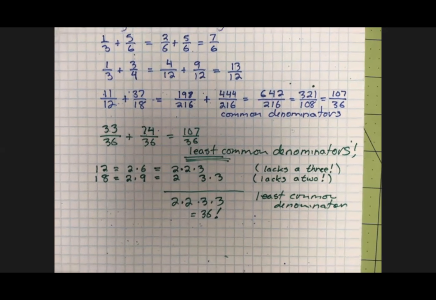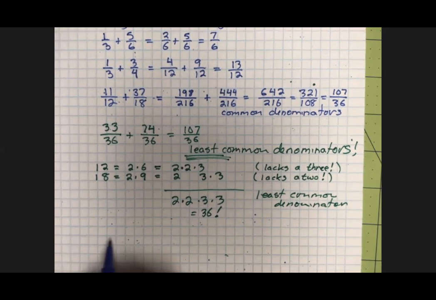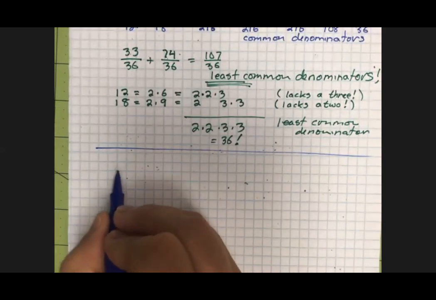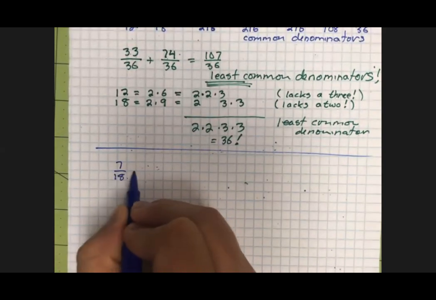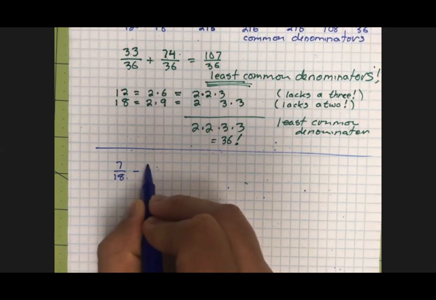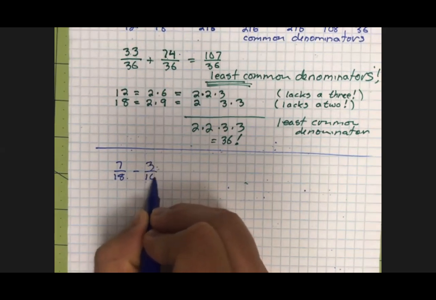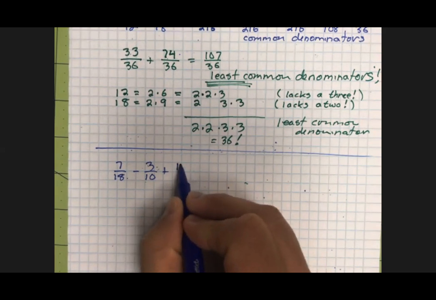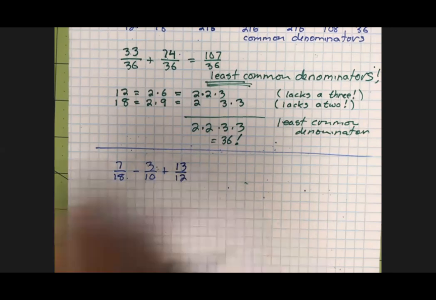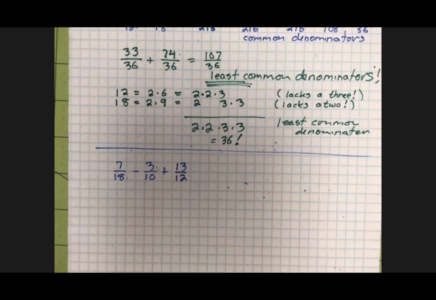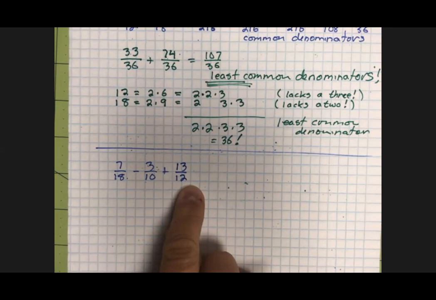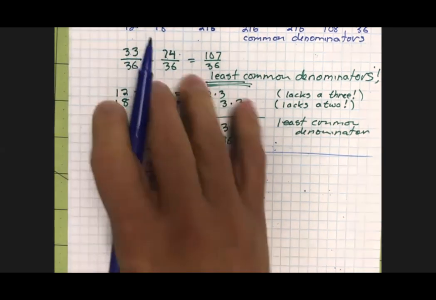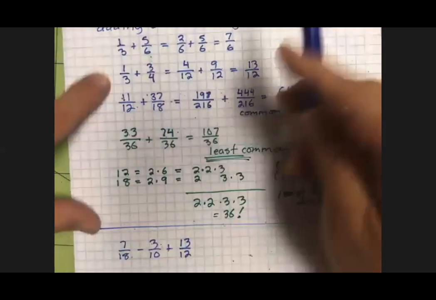Now, let me show you where this would save your life, figuratively. Let's say I have 7/18 minus 3/10 plus 13/12. Neither one of these denominators is bad. Not hard to look at. Relatively small numbers, right?